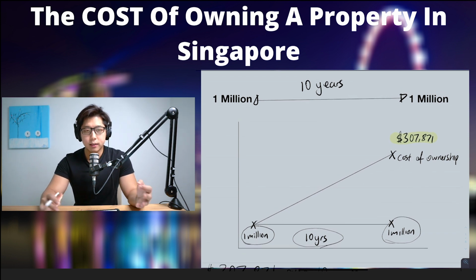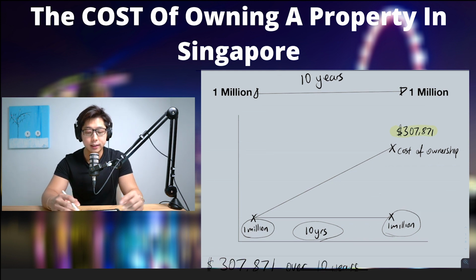So this basically means, if you look at my chart over here, I drew an XY axis to explain to you the consequences of what happens when your property price remains stagnant for 10 years, right? Which means you buy a property for $1 million, and over 10 years, your property still remains at $1 million. The cost that you would have to cough out as an owner would be $307,871, and that is a lot of money, right?